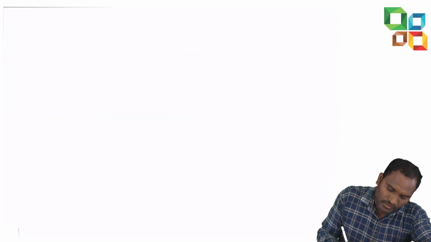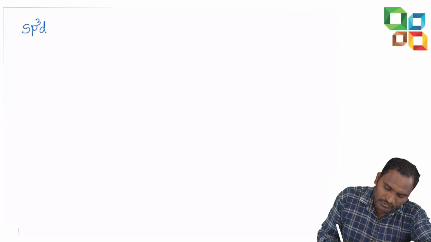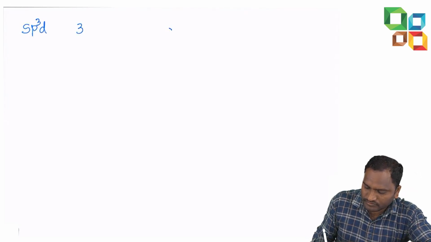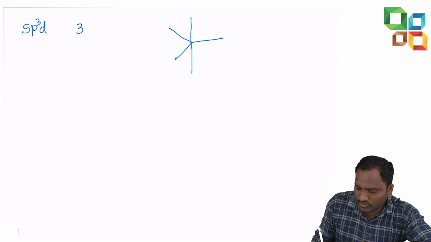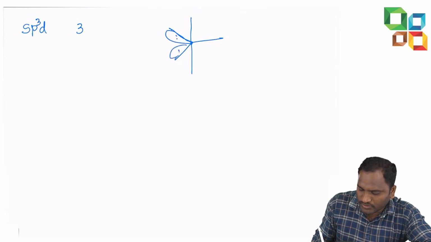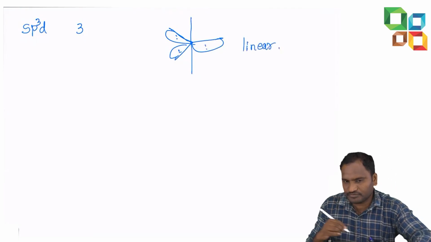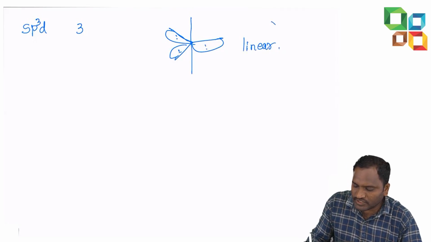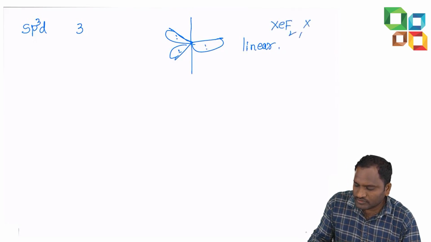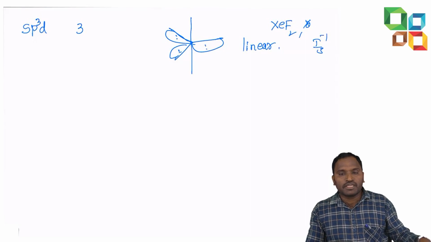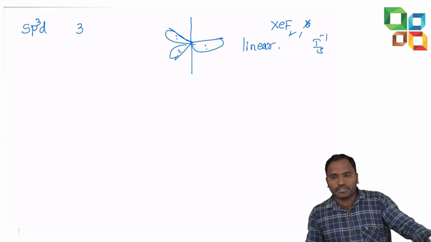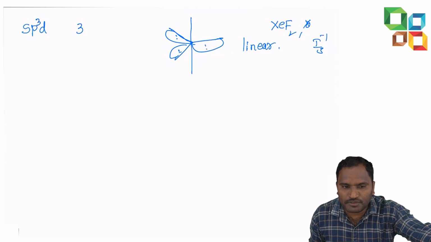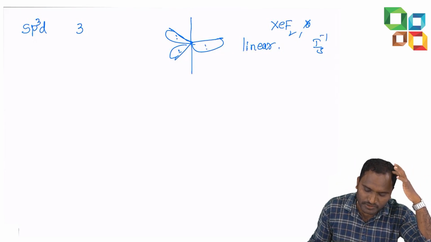Next one, sp3d. There are three lone pairs. So now all the equatorial positions are occupied by lone pairs. What is the shape of the molecule? Linear. Examples for this are XeF2 and I3 minus. These are the examples of sp3d with three lone pairs.